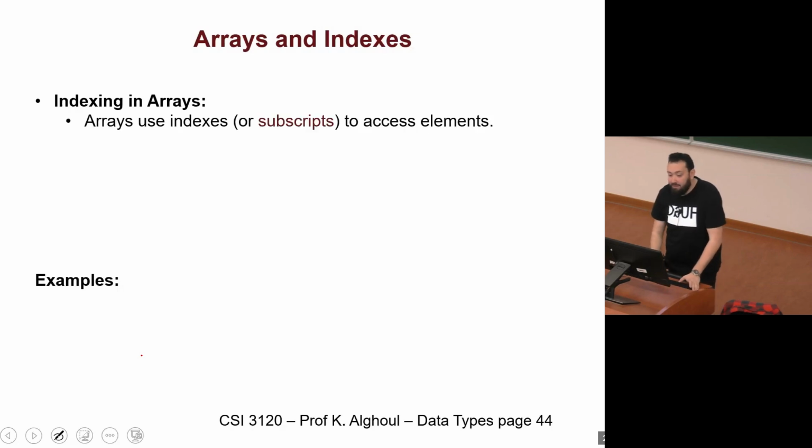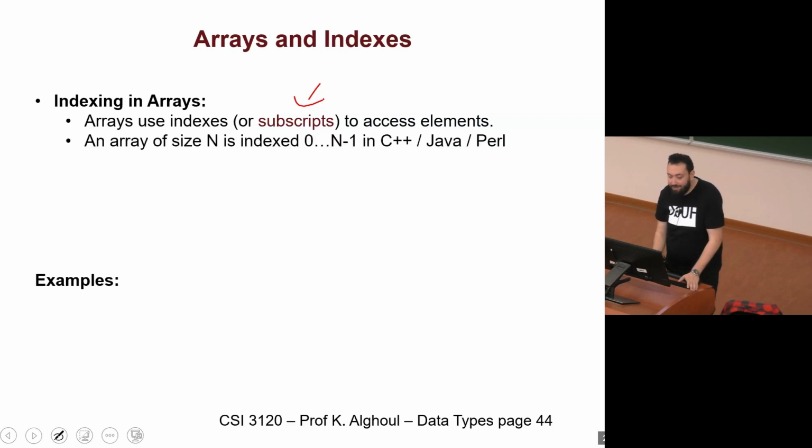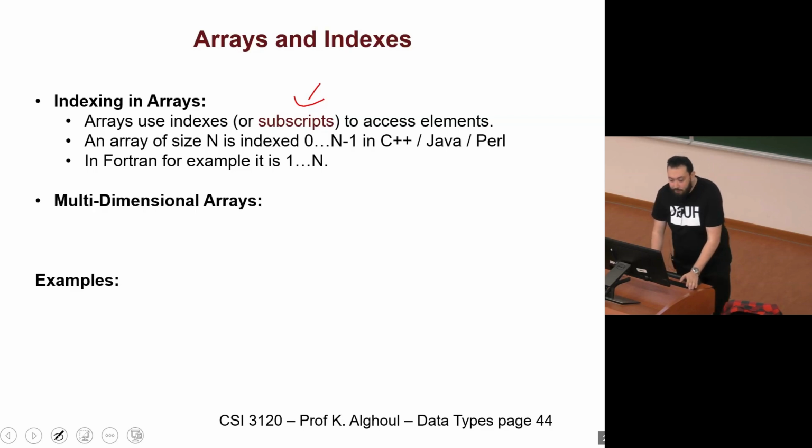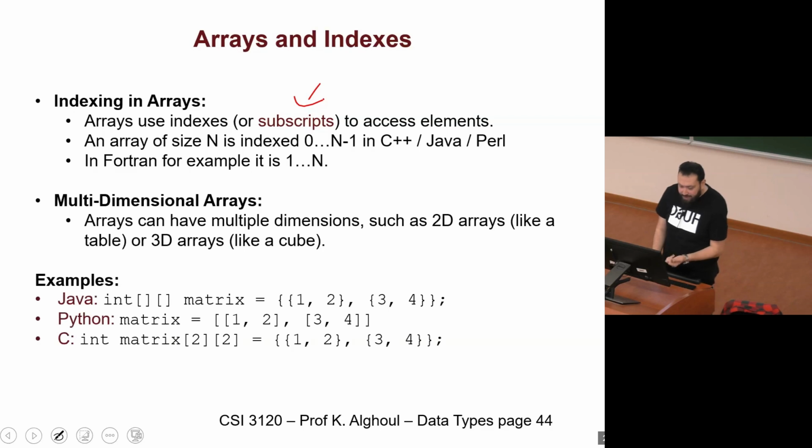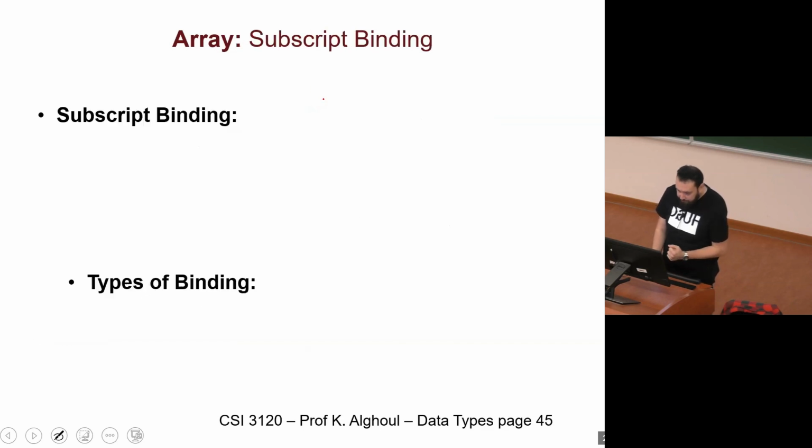So indexes in arrays are also called subscripts. If you see this in the book or online, when you see subscripts, it means index. They are used to access the elements, and an array of size n is indexed from 0 to n-1 in the most popular languages. But we said it can also start from 1 as the index, for example Fortran, which is not used as much. Now there are also multi-dimensional arrays. We've seen this in Python, for example, when we took CSI3120. These are some examples of multi-dimensional arrays.